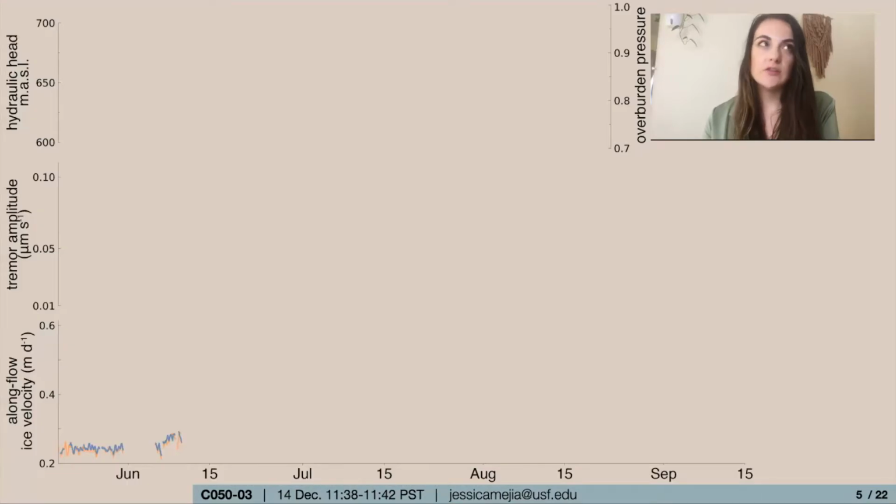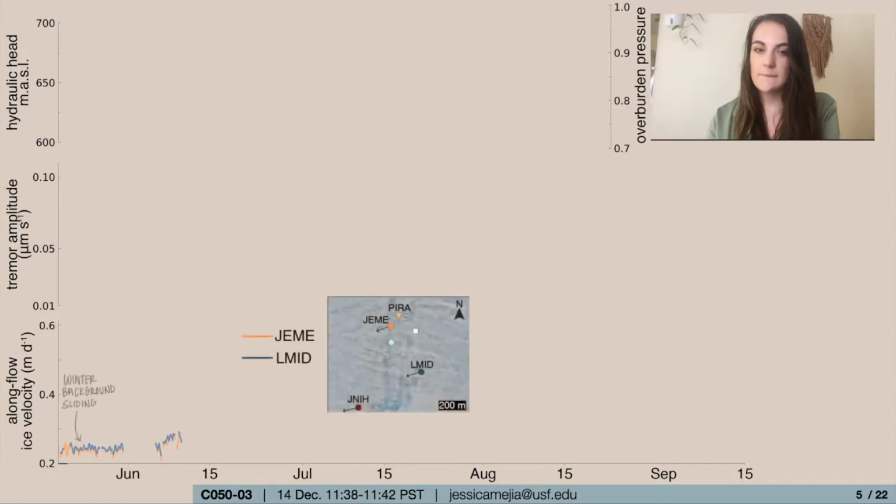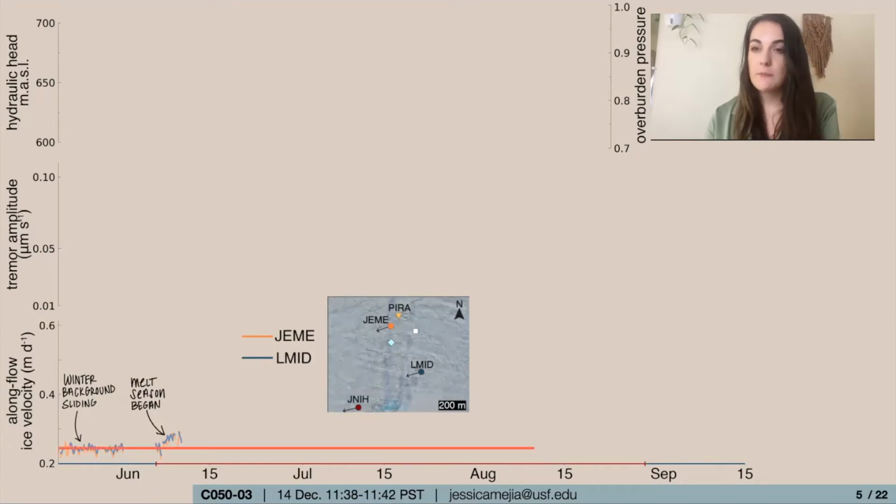Now I am going to go through our time series for the 2018 melt season. In the first panel, we have moulin hydraulic head, then we have tremor amplitude, and then along flow ice velocity. So the melt season began the first week of June. At this time, sliding speeds increased above wintertime background speeds.